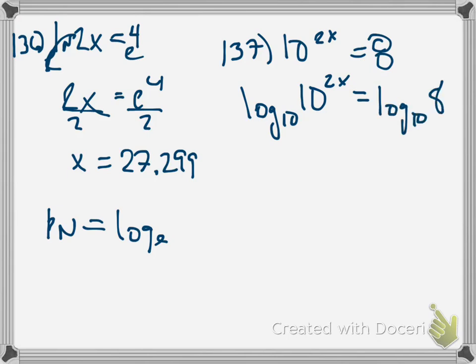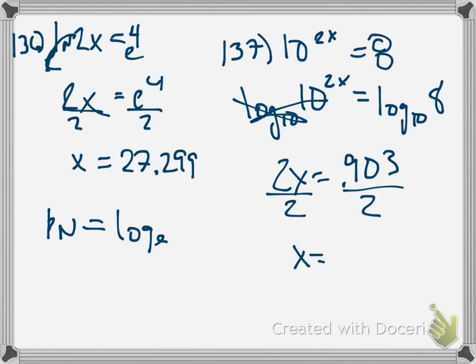So log base 10 of 8. That way these cancel out, leaving me 2x is equal to whatever answer log base 10 gives me. So when I type that in, 10 and 8 on the calculator, I get 0.903. Okay, and then divide by 2. So you see, a lot of this is just getting through that first step. And then once you've got that, really none of this should be that difficult. It's just a matter of applying it. I get, by the way, 0.4515, which means I have to round off to 0.452.